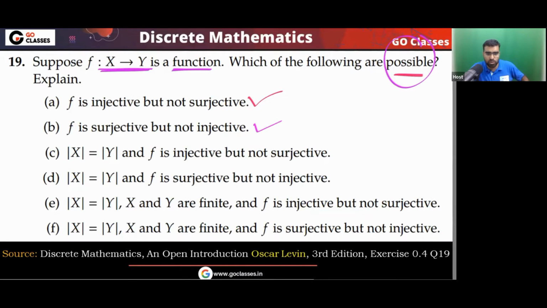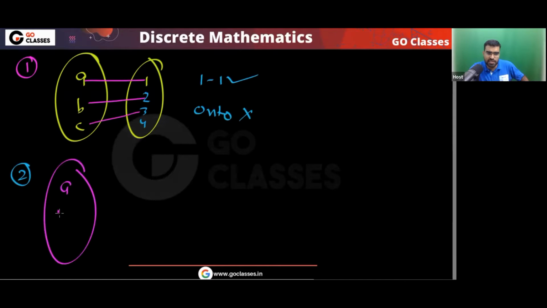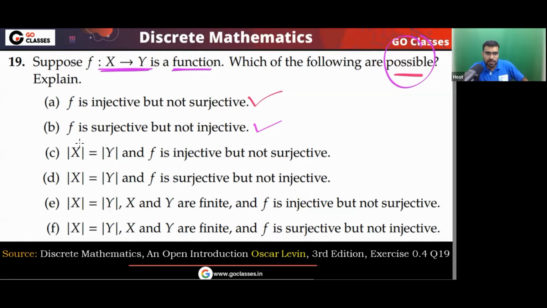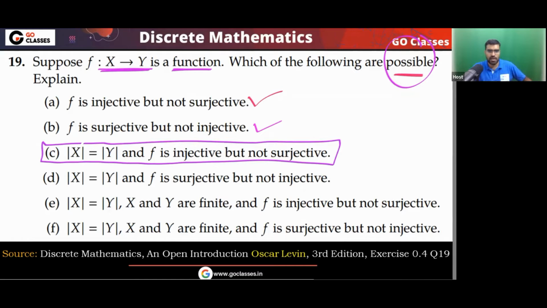I can give you this function also. F is surjective but not injective. I can say A, B, C and 1, 2. You can see that this function is onto, but not 1-1. So easily I can give you this function also. Okay. Try to give me this function. Can you give me this function?